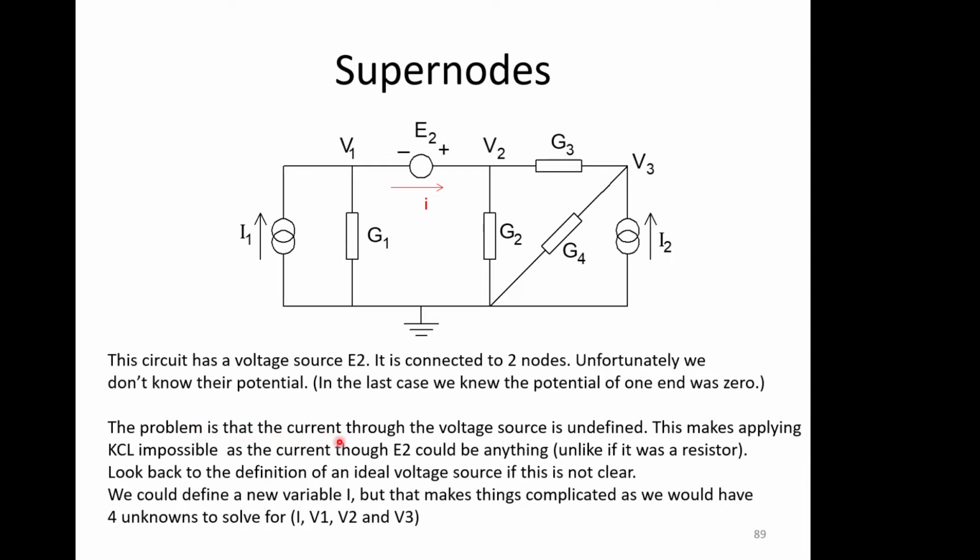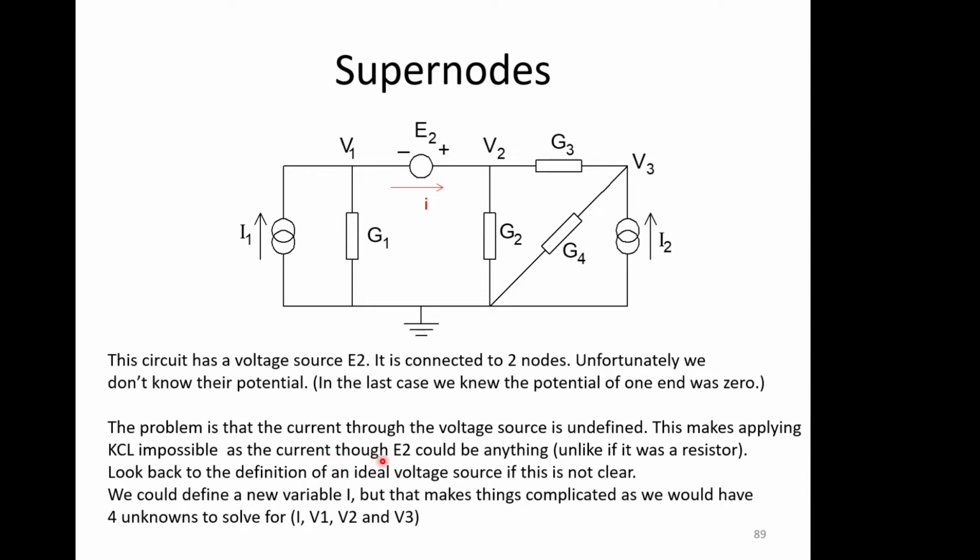The problem is that the current through the voltage source is undefined. A voltage source only defines the voltage across it. It doesn't tell you what the current is coming through, and that's the beauty of them. They will give you whatever current you need to maintain that voltage, which is a bit of a problem if we want to work out what that current actually is.